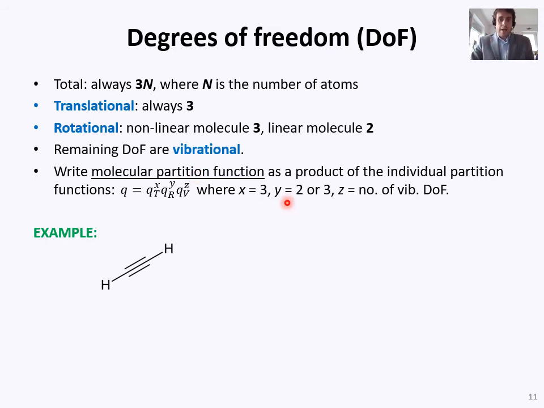Okay, the next part to that is the ability to then write a molecular partition function of that, and in this course this is how we're going to do this. We're going to write the molecular partition function as equal to the translational one where x is equal to 3, the rotational one with 2 or 3 depending on whether it's linear or non-linear, and of course it will be 0 or non-existent if you've just got a single atom. And finally, Z for the vibrational one, where Z is the remaining degrees of freedom.